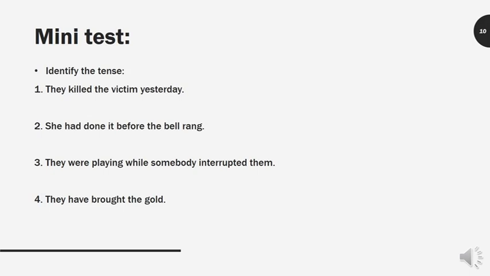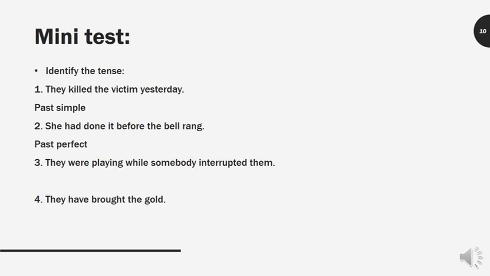So, the first one, they killed the victim yesterday. Notice here that we have killed, only killed, without any auxiliaries. Something happened in the past and finished, that's it. So it is past simple tense. After that we have she had done it before the bell rang. Notice here that we have had done. When we say had, it means perfect tenses, yeah? So this would be past perfect.